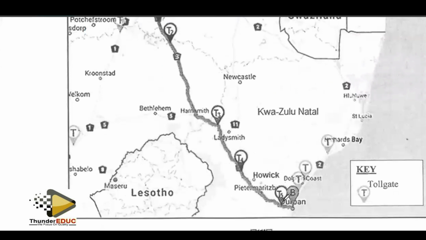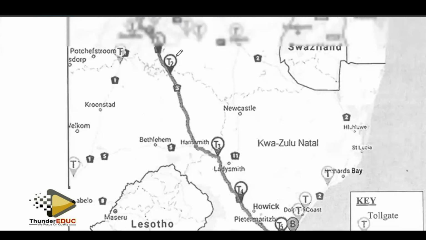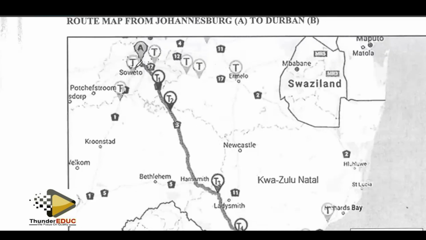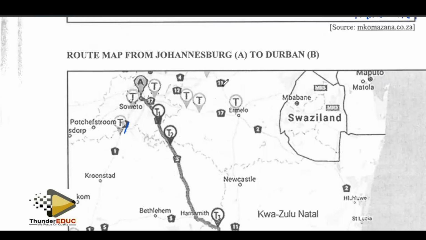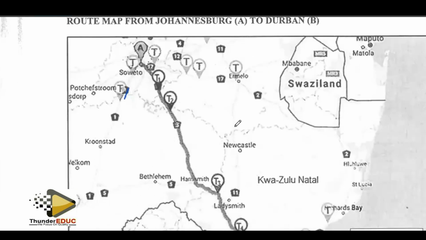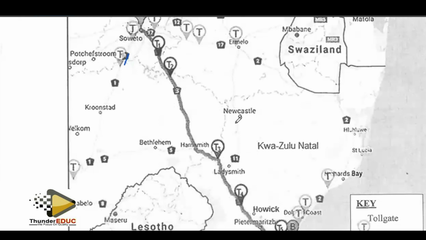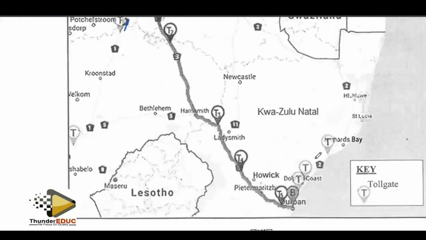Here we are. This is N3, you see. So we have also these other roads. N1 has toll gates. The T stands for toll gates. Then when you come to the other side, which is the N17, it also has toll gates. N2 also has a toll gate there. So it's not only on N3. N2 also has toll gates. You see that?